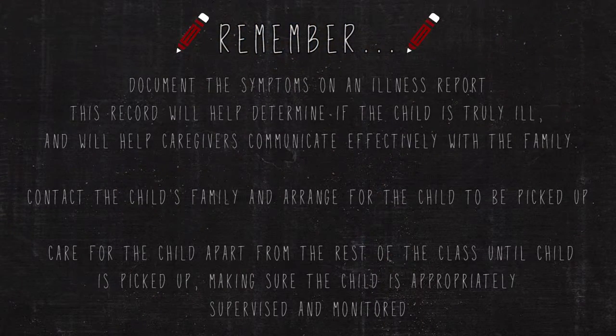Next, let's review the steps caregivers are to take if a child becomes ill while in care. Document the symptoms on an illness report. This record will help determine if the child is truly ill and will help caregivers communicate effectively with the family. Contact the child's family and arrange for the child to be picked up.